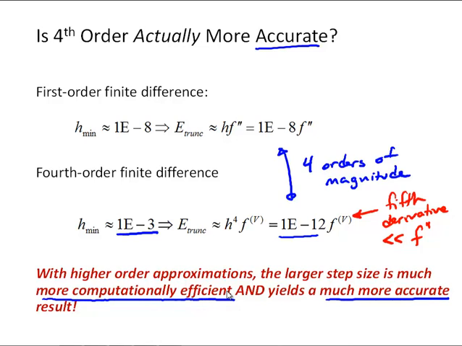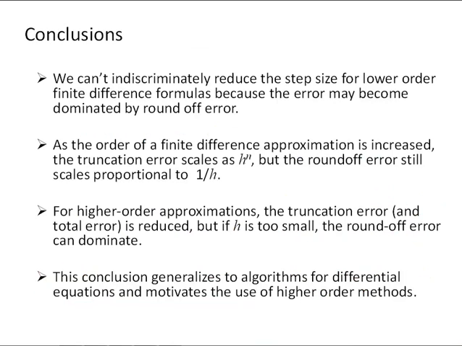It will take us a lot fewer steps using a step size of 1 times 10 to the minus 3 to take the derivative of a function over some range versus using a step size of 1 times 10 to the minus 8. So we have two major benefits of going to the higher order differentiation scheme. One, it's more computationally efficient, and two, it yields a much more accurate result. So let's just go over some conclusions of this analysis.